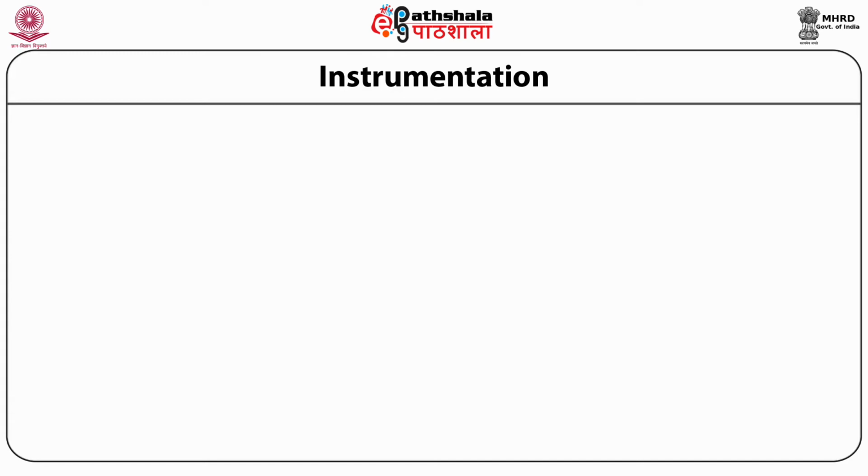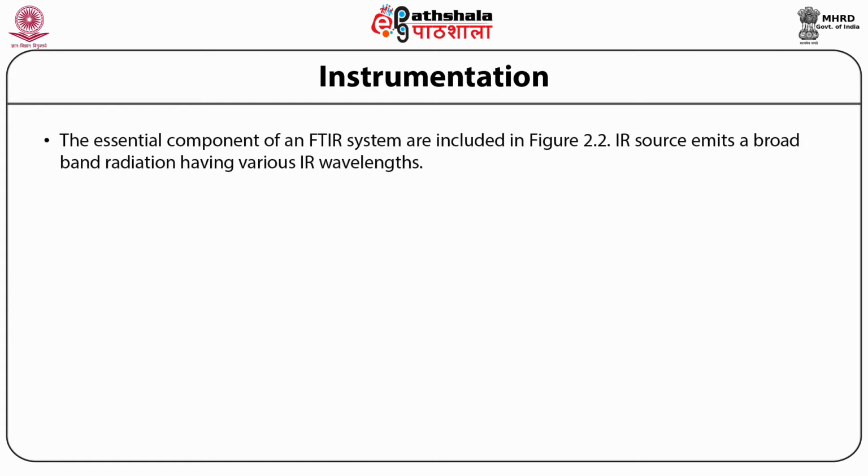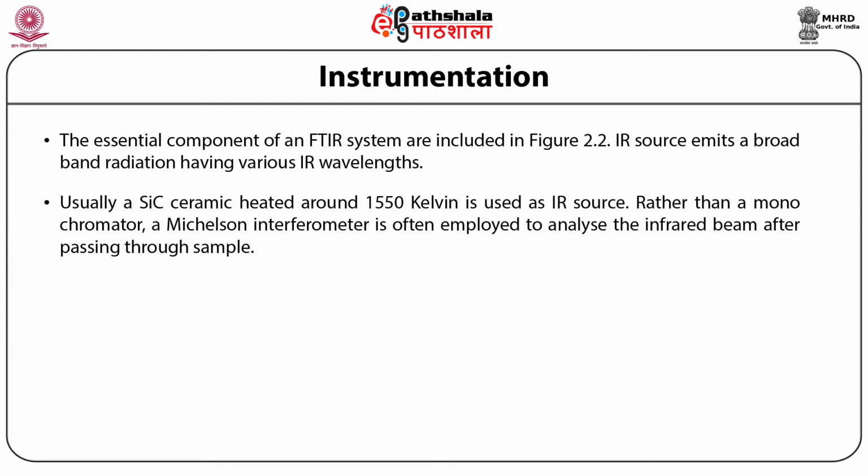Students, now let us see the instrumentation of the FTIR spectrometer. The essential components of an FTIR system are included in Figure 2.2. The IR source emits broadband radiation having various IR wavelengths. Usually, a silicon carbide ceramic heated to around 1550 Kelvin is used as the IR source.